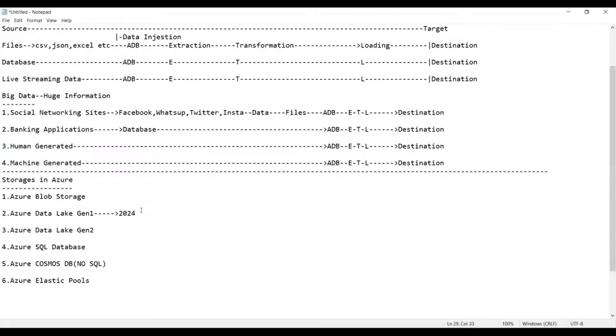That is called Azure Data Lake Gen 1. Okay, guys, Azure Data Lake Gen 1 you cannot create. The rest of all you can create. Now, in Azure, totally you have 90 plus storages.